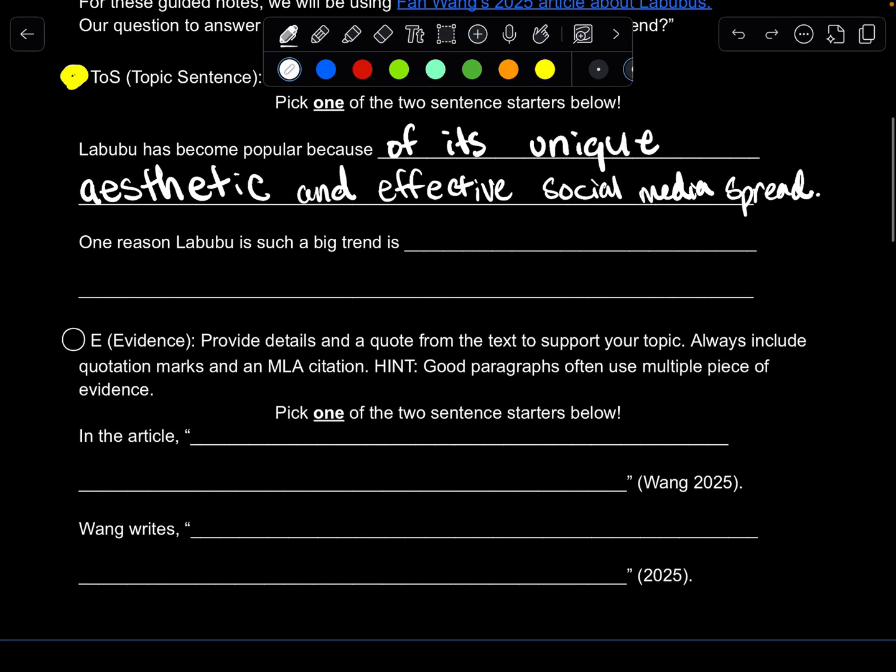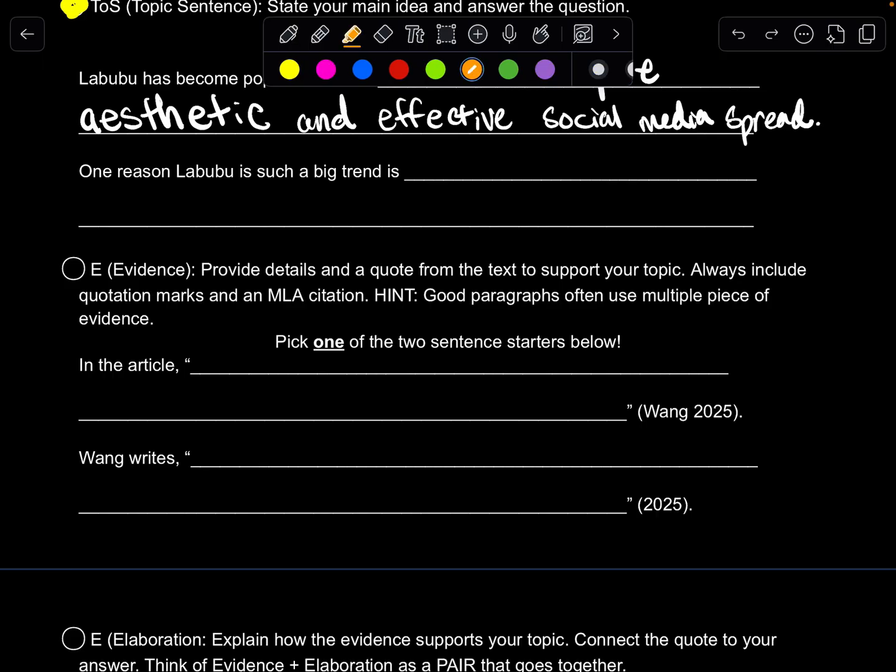Next up is evidence. Remember, evidence is going to be blue. Go ahead and color in your little symbol next to it. Again, for you, it might be a square. It provides details and a quote from the text to support your topic. Always include quotation marks and an MLA citation. And then a hint: good paragraphs often use multiple pieces of evidence.